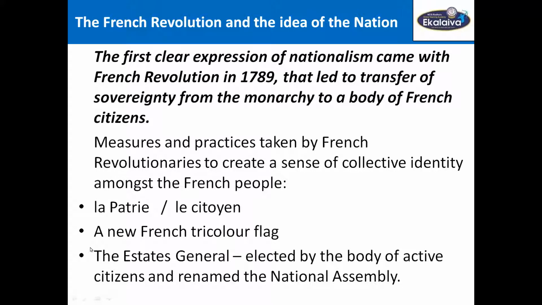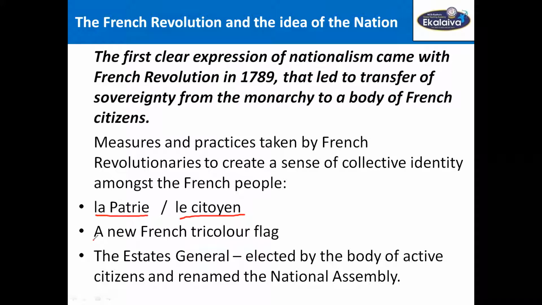So the first clear expression of nationalism came with the French Revolution in 1789. That led to the transfer of sovereignty from the monarchy to a body of French citizens. So immediately after the French Revolution, the monarchy system was abolished and the power came to the French citizens, to the people. Measures and practices taken by French revolutionaries to create a sense of collective identity amongst the French people: la patrie, that means the fatherland, and les citoyens, that means the citizens. These two terms emphasized the notion of a united community enjoying equal rights under a constitution.